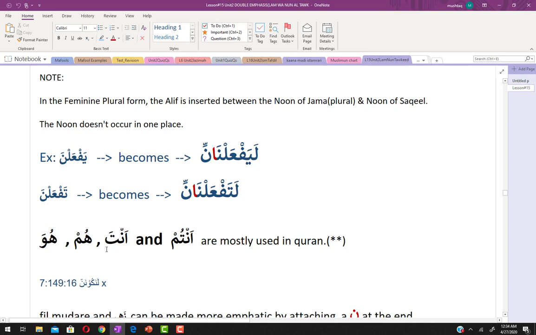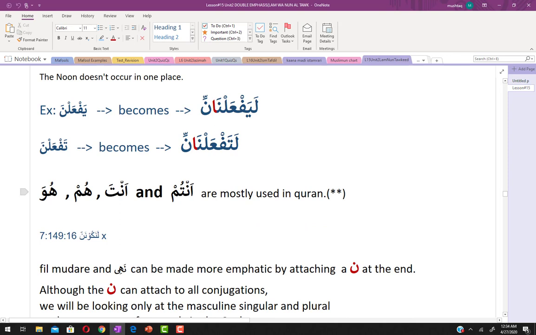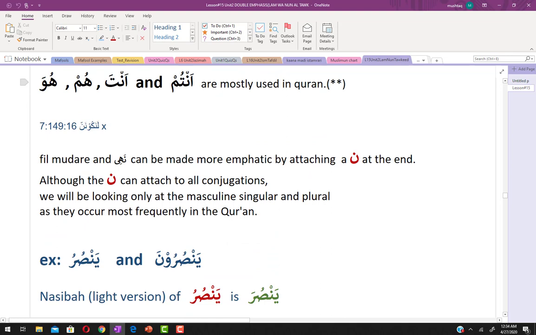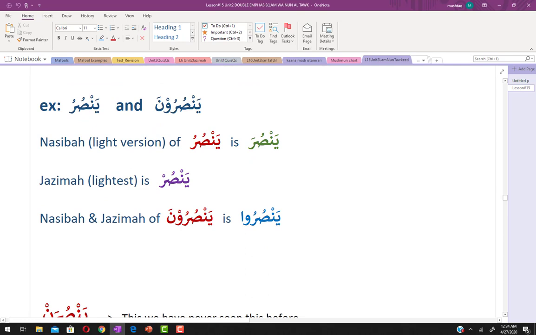So fi'l mudari' and nahi can be made more emphatic by adding a noon at the end. Take yansuru and yansuruna. Yansuru is third person masculine singular. Yansuruna is third person masculine plural. So what is the nasib, or the light version, of yansuru? It is yansura. What is the jazim of yansuru? Yansur. What is the nasib and jazim of yansuruna? The noon gets dropped, so it becomes yansuru.